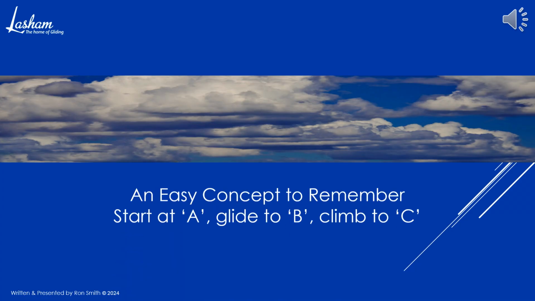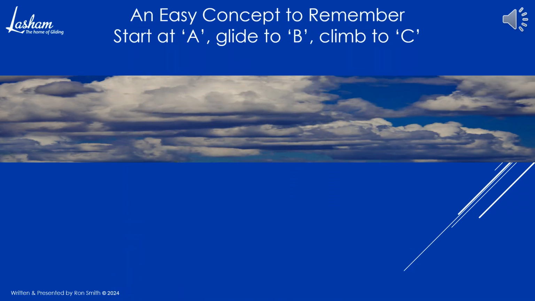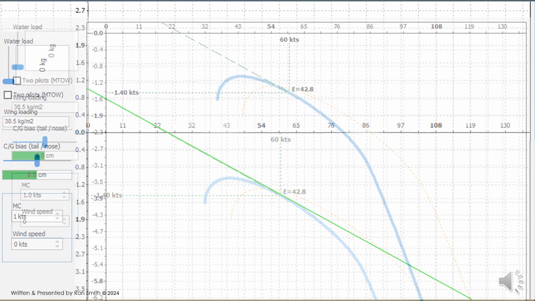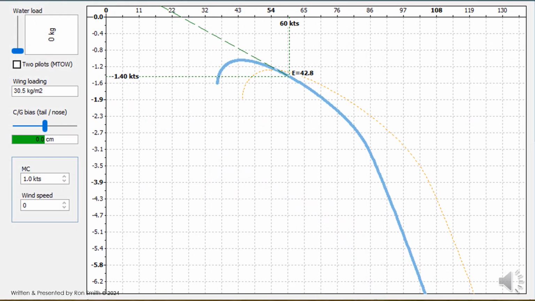Here is an easy concept to explain best speed to fly. We start at A, we glide to B, and we climb to C. With McCready set to 1 knot, for no other reason than to keep the calculations simple, we can now use 60 knots as our cruising speed for the next examples.